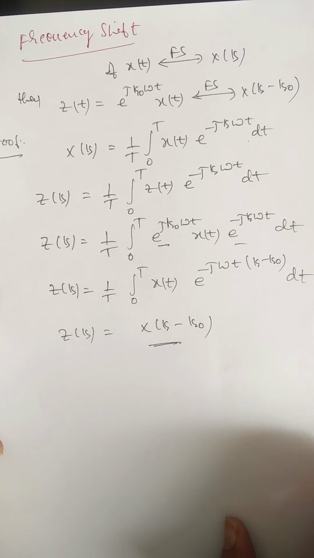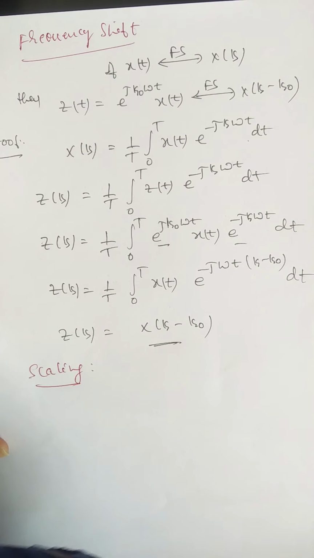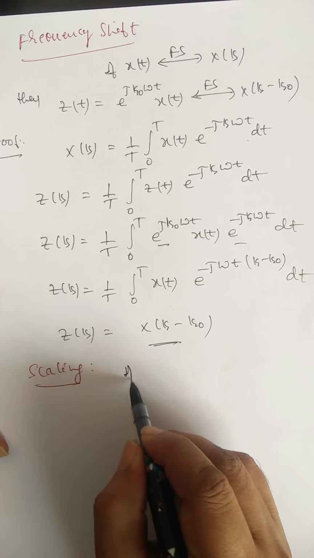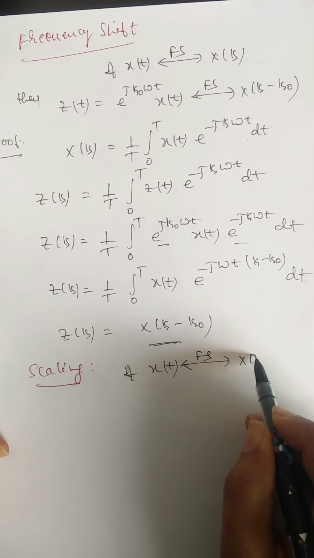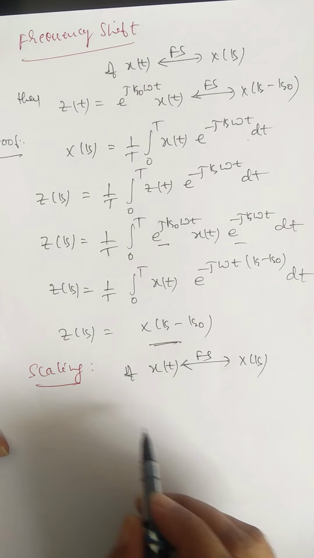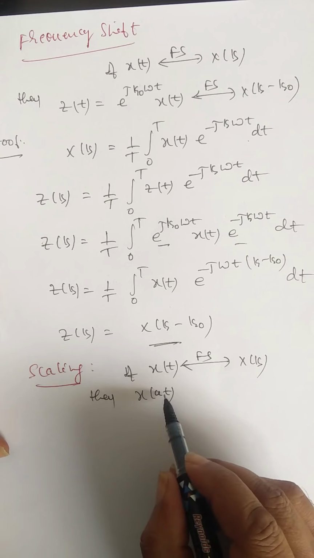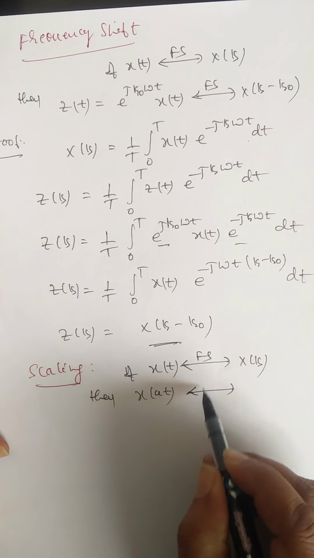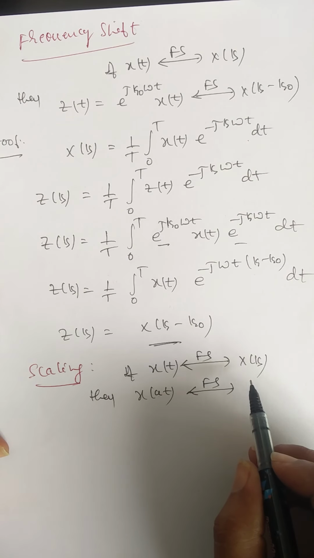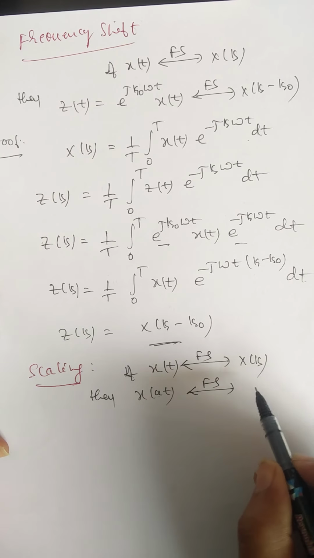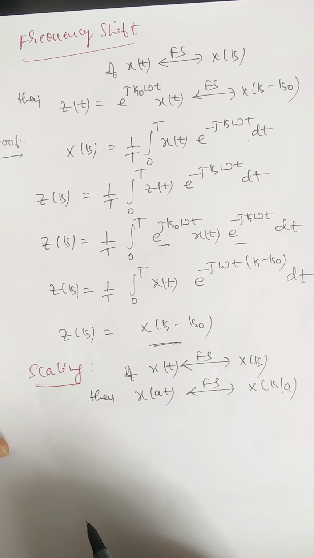Next one is scaling property. Scaling property says that if x of t, its Fourier series is x of k, then x of a t, time scaled by a, its Fourier series is given by x of k by a.